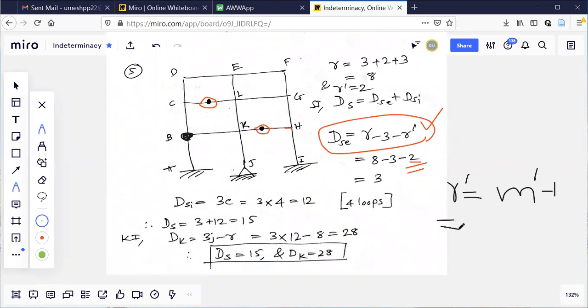Now what is M dash? M dash is how many elements the hinge is connected to. So 1, 2, 3. These are the elements. Is it clear? See, this hinge is connected to 3 elements. One is this element, one more is this, one more is this. So this hinge is connected to 3 elements. So I'll write 3 minus 1 equal to 2.